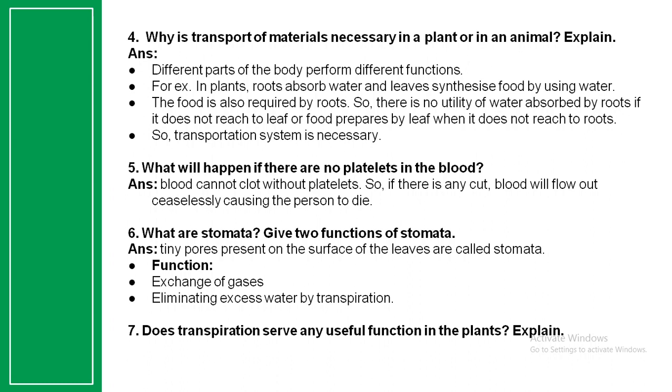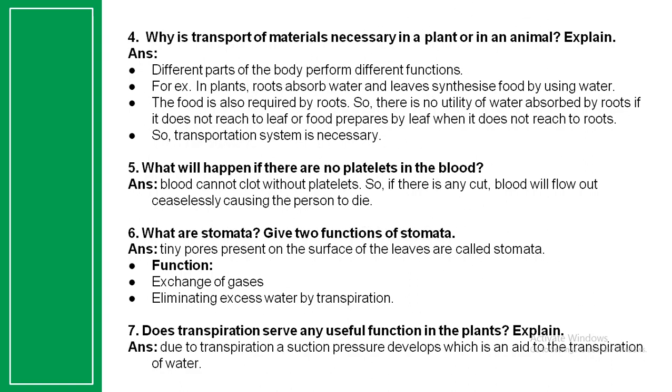Next one is: does transpiration serve any useful functions in plants? Explain. Okay, so ट्रांसपीरेशन से कुछ मतलब कोई फायदा होता है प्लांट्स को या कोई तरीके से यूजफुल है. So definitely transpiration is going to create a suction pull, and due to that the roots can easily absorb more water. Along with that, the water can reach all plant parts. So this is the main use of transpiration. It is written: due to transpiration a suction pressure develops, which is an aid to the transport of water.